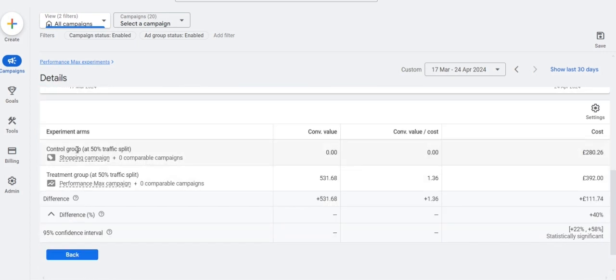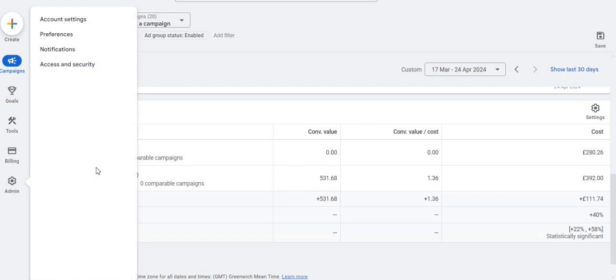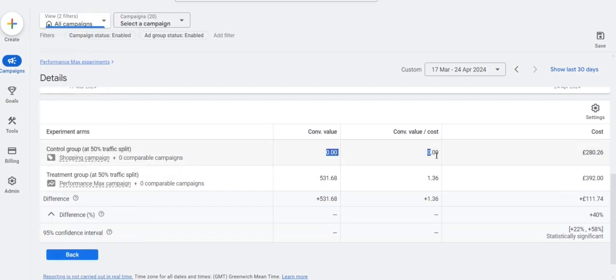If we actually make this comparison now, you'll see that there have been zero conversions from the standard shopping in this date range for the period of the experimentation.